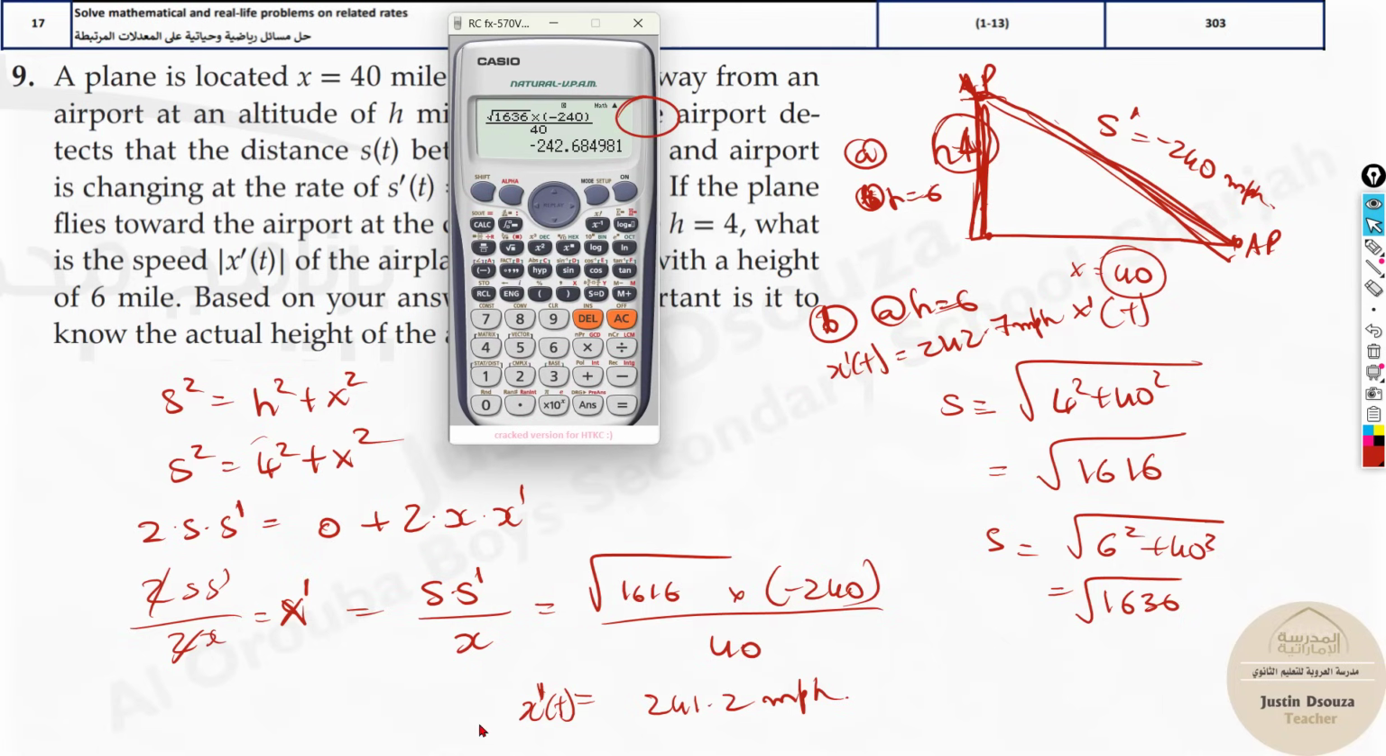Why? Look here carefully. This diagram is not at all to scale. The horizontal distance between the airport and the plane is 40 miles, whereas the height, the altitude, is just 4 miles. And then it was 6 miles, right? The difference over here is just 2 miles. It's a very small difference.